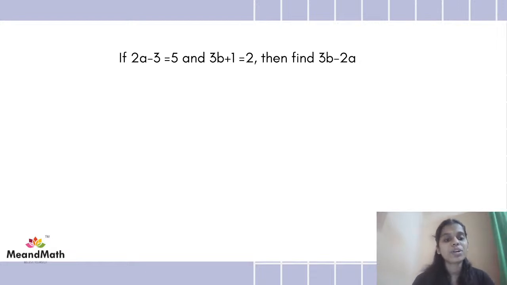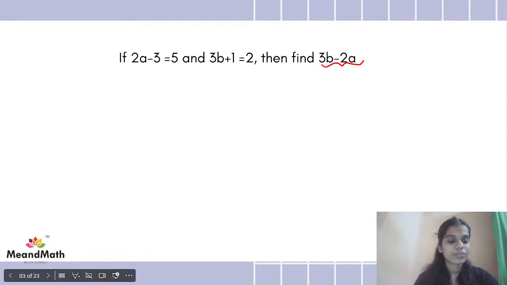Today we are going to discuss linear equations in two variables. The first question is, if 2a minus 3 equals 5 and 3b plus 1 equals 2, then find the value of 3b minus 2a. This is a direct question, right? Two linear equations with two variables are given, and I need to find the value of 3b minus 2a.